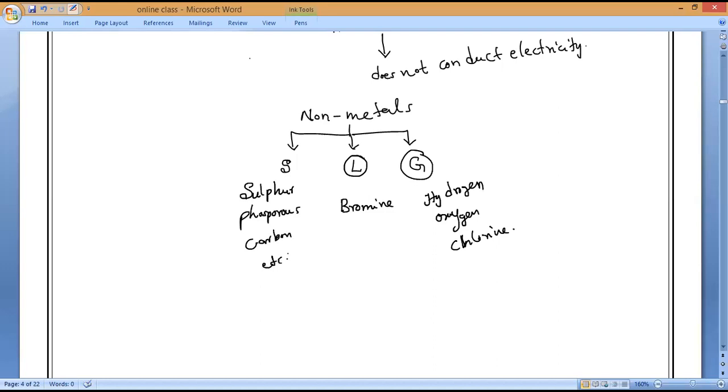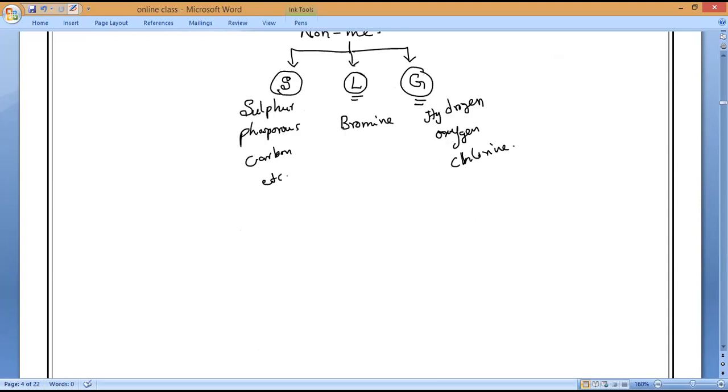But metals, in which state do they exist? Metals only exist in the solid state, except the one and only liquid metal, which is mercury. You have to remember that. Non-metals exist in all the states: solid state, liquid state, and gaseous state. All the examples we studied in the last class.